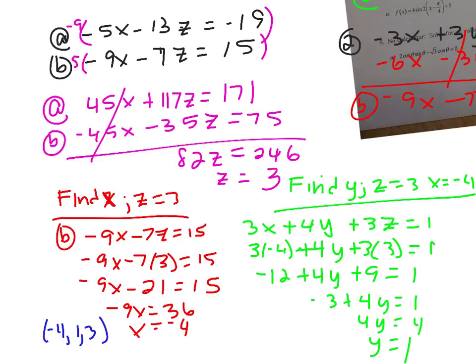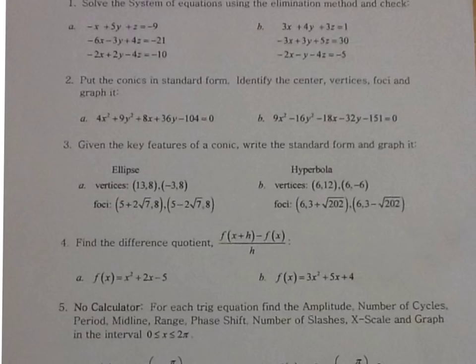Okay, so let's take a look at number 2. Number 2 is to put the conics in standard form and identify the center, vertices, foci, and graph it. All right, so first of all, look at A. It's 4x squared plus 9y squared. This is an ellipse because they're both positive, 4 and 9, but they're different numbers. This one over here, 9x squared minus 16y squared, is a hyperbola because one is positive and one is negative.